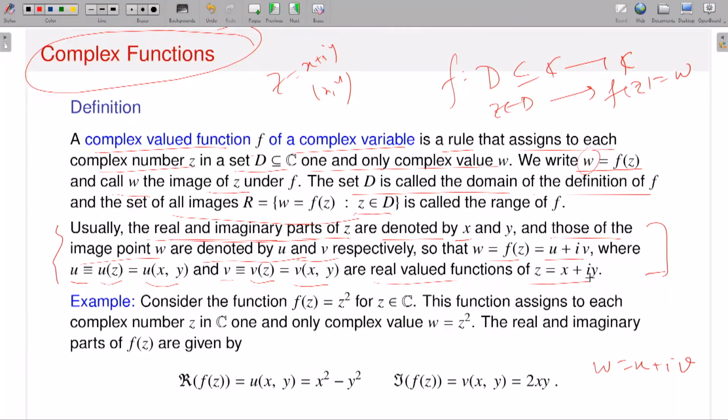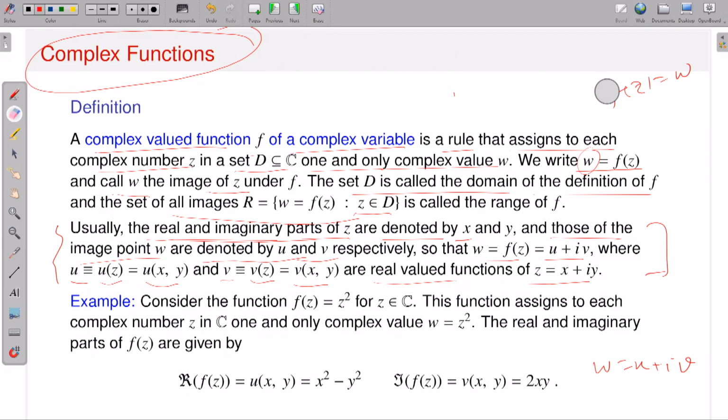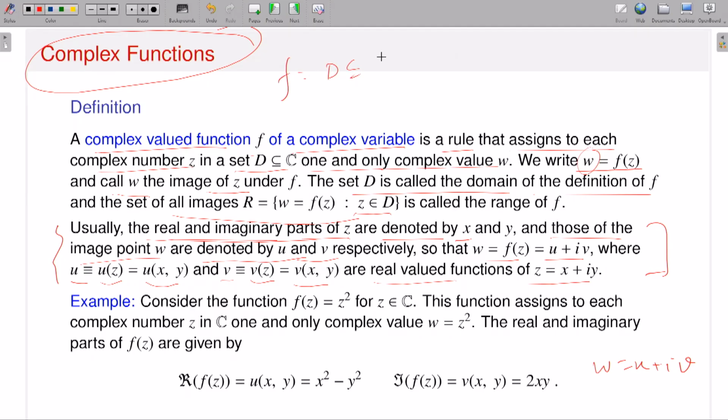So why? Because this is very nice, because you see, this is my map. Let me remove this part. Okay, so now f is a map from D, a subset of C, to C, right? What is that map? So z goes to f of z, which is w. Now you see, as I said, in the domain, if I take a point z in D, then I always have the notation of the form x plus iy, and in the range, f of z is equal to w, which is of the form u plus iv.